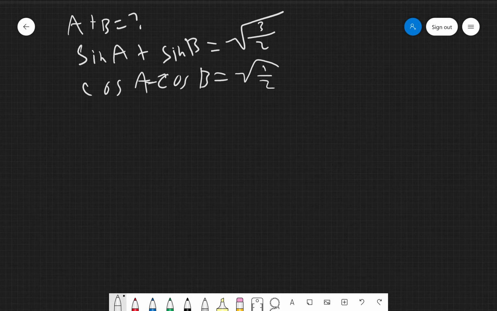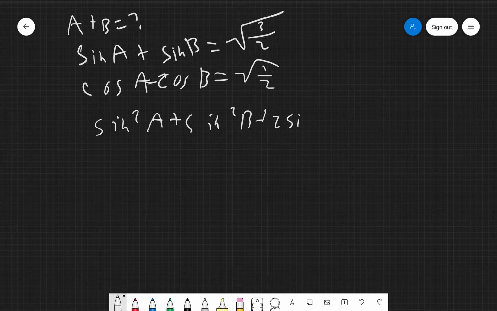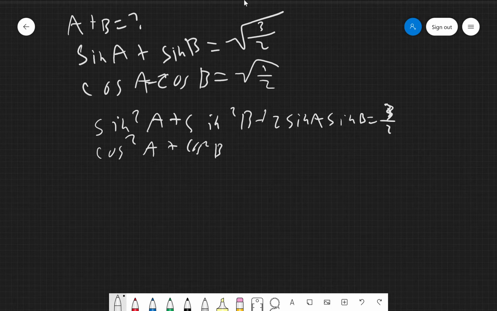If we square both of them, then we get sine squared of A plus sine squared of B plus 2 sine A sine B equals 3/2. So now the right hand side is a little better. Same thing with the bottom equation: cosine squared of A plus cosine squared of B, minus 2 cosine A cosine B, equals 1/2. Nice. Now the whole reason I squared them is so I can add them.